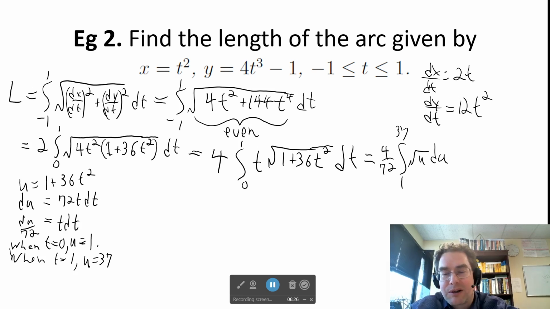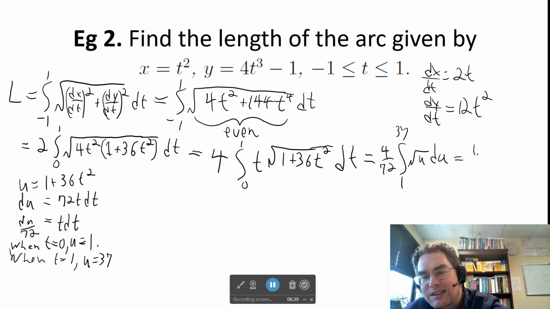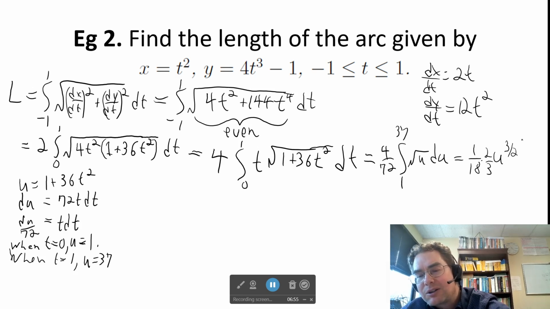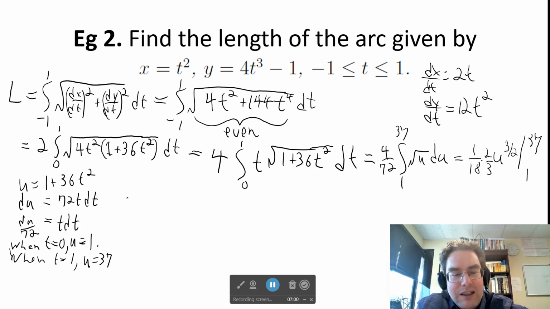And square root of u, that's u to the 1/2. So when we anti-differentiate, using our power rule for antiderivatives, we get u to the 3/2 times 2/3. Kind of a lot of constants out here. Let's see, this is going to be 1 over 18, I think. And then we've got u to the 3/2. I'm going to squeeze a 2/3 in here. And then we're going to evaluate at 37 first, of course. And let's see how that shakes out.